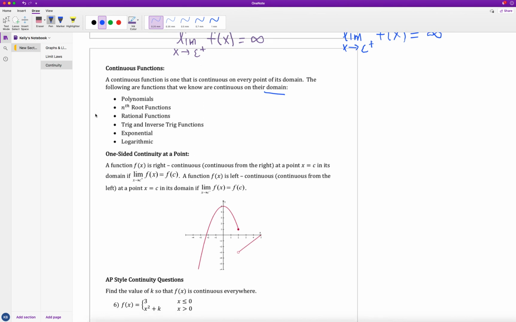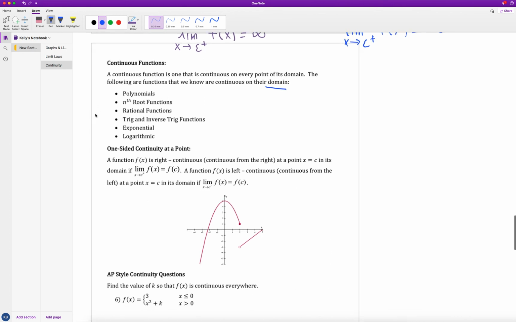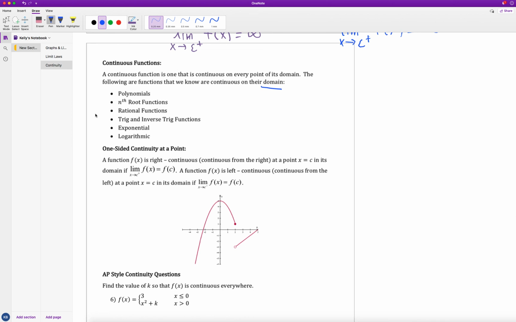So we'll see as we go on through other concepts, if we have to have a function being continuous to apply something later on, which is a big part of calculus, if we have any of these 6 types of functions, we could automatically say that they are continuous functions without having to prove it.